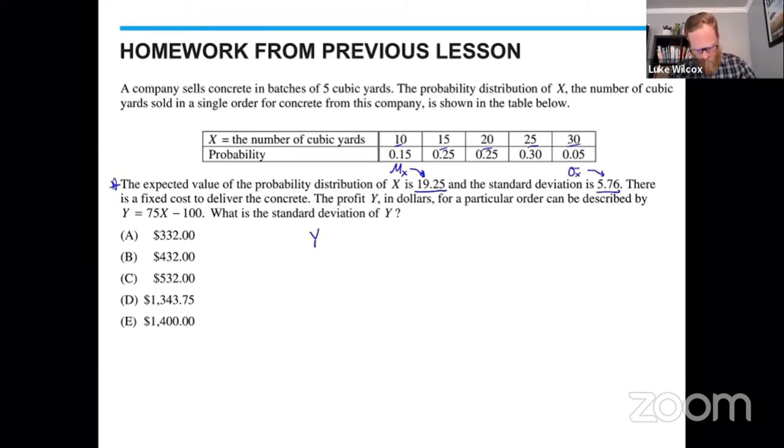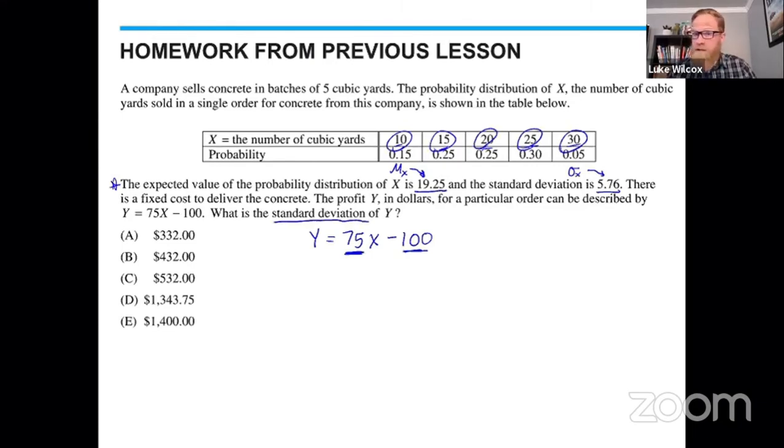Okay, very important here. The relationship that they've given us for Y is that Y is equal to 75X minus 100. Now let's think about how the distribution of Y is going to compare to the distribution of X. Well, really there's two things that we're doing to that X value in order to turn it into a Y value. The first step is to take that X value and multiply by 75. So we could take each one of these X values and multiply by 75. And what we want to know is what is that going to do to the standard deviation?